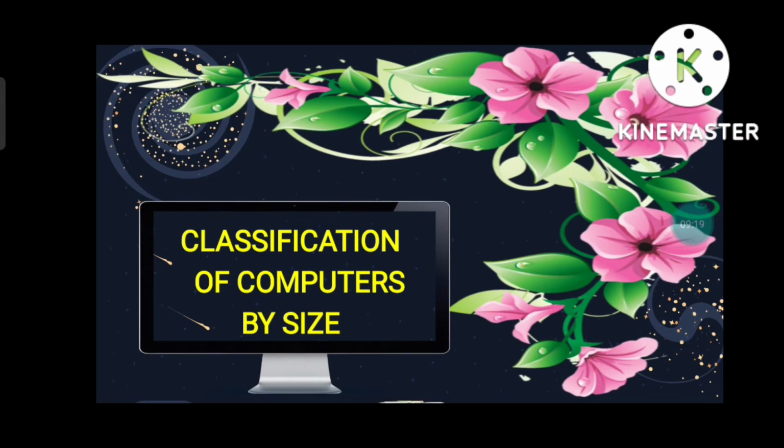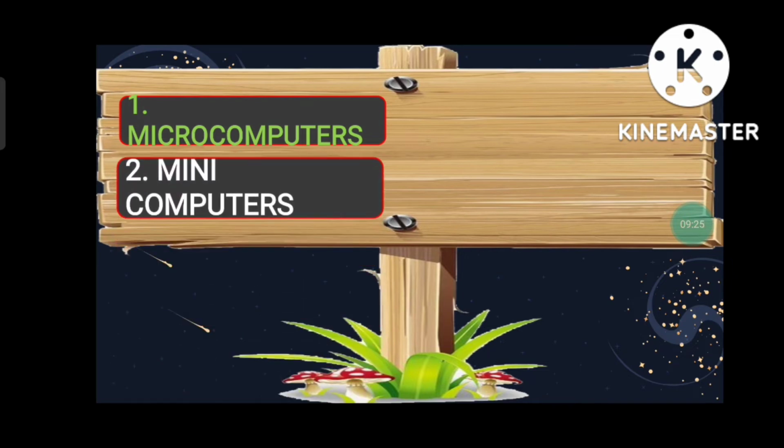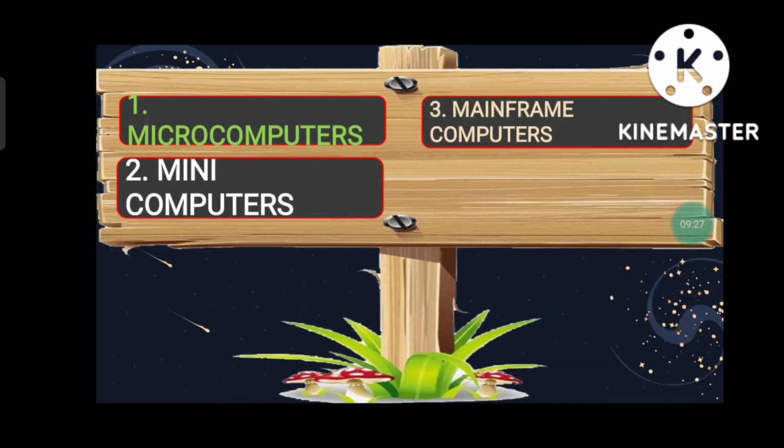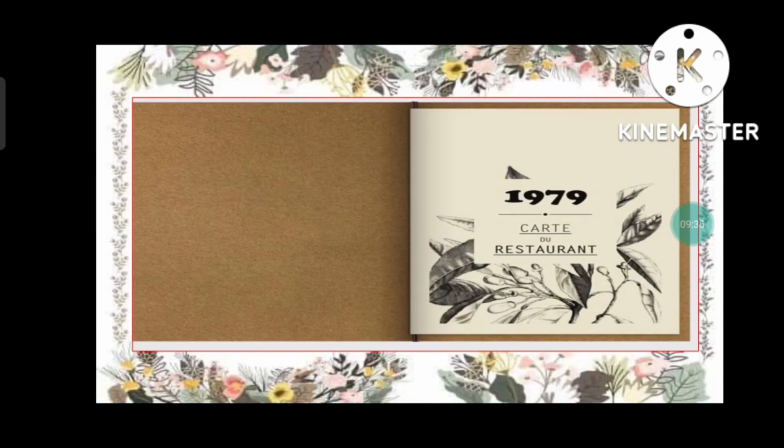Now, let's proceed to the classification of computers by size. We have four. First, we have the microcomputers. Second, we have the minicomputers. Third, the mainframe computers. And fourth, the supercomputers.